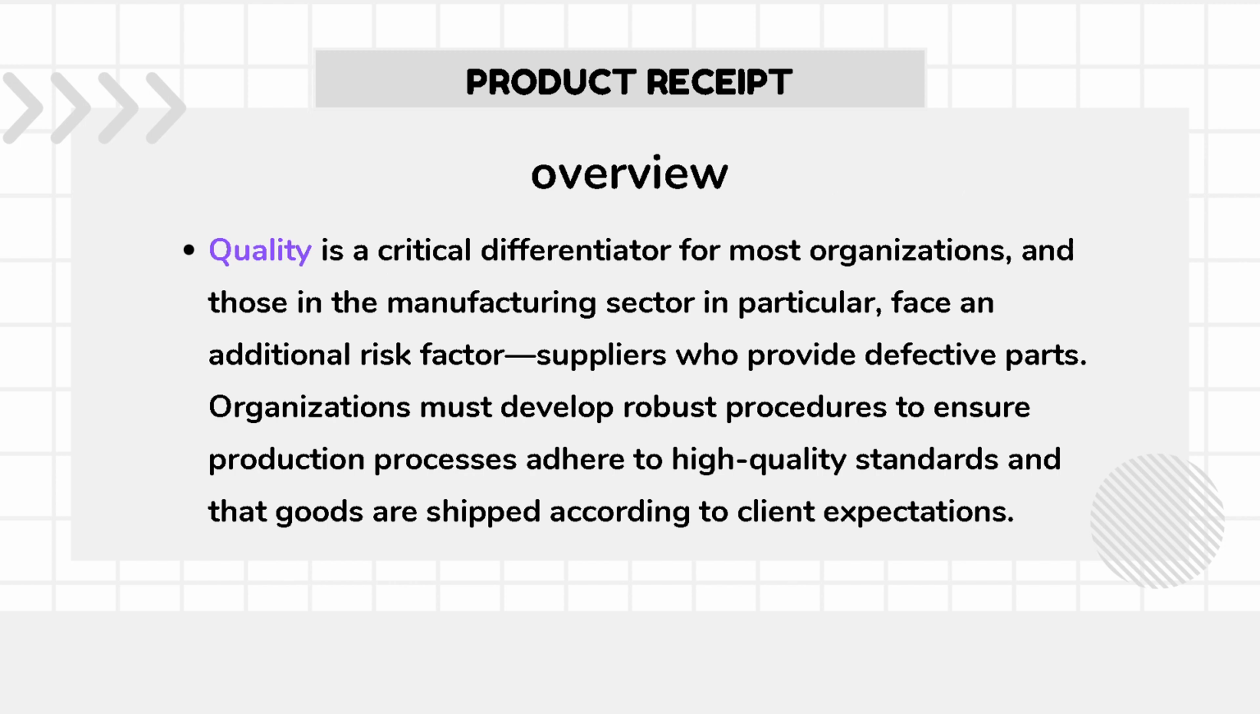Next, product receipt typically refers to the process of receiving goods or products from suppliers and ensuring that they meet the specified quality standards and requirements. This step is crucial in any supply chain management system as it directly impacts the quality of products that an organization delivers to its customers.